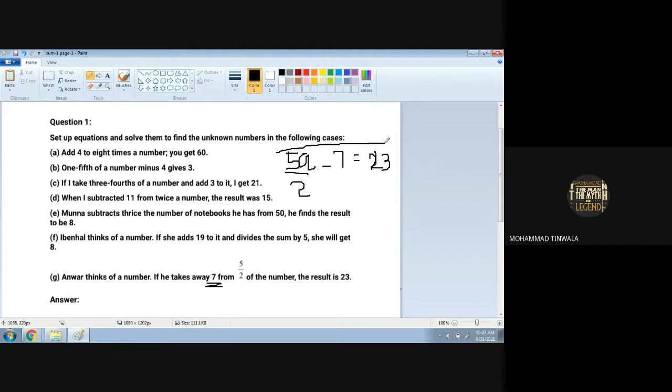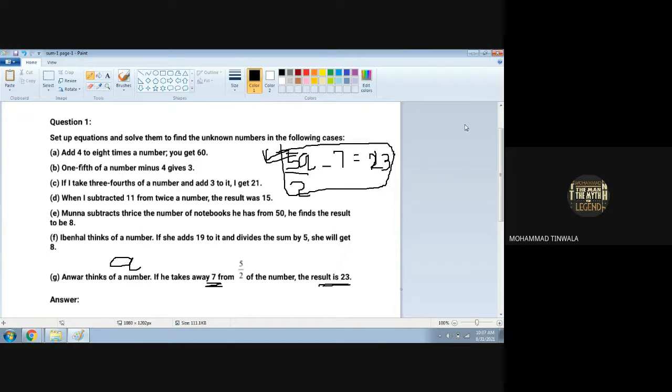Any doubt here, girls? No. Anwar thinks a number. Let's suppose the number be A. If he takes away 7 from 5 upon 2 of the number, that means 5A upon 2 minus 7. The result is 23. Any doubt here? No, sir. Now all these statements you have to write step by step to form an equation. After forming the equation, we have to solve it.